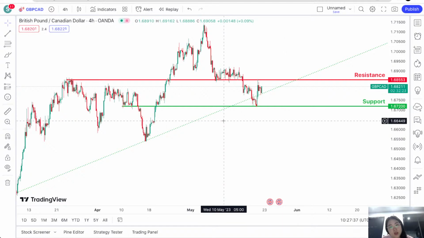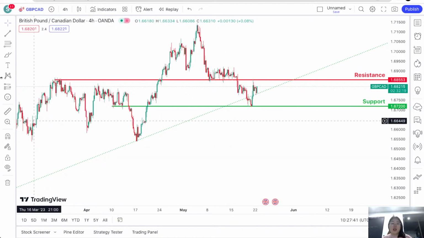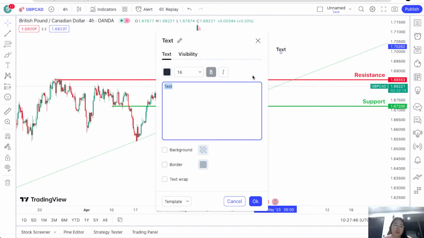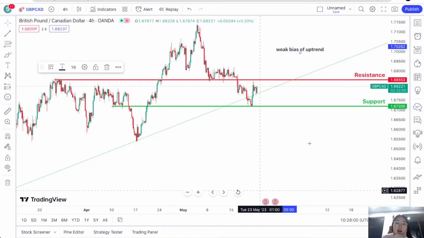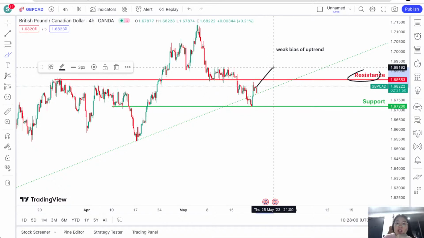Give me a sec to think about this. I don't love this chart. I really don't love the chart. It's just a weak bias of uptrend. Therefore, buy. Okay, I would only enter a buy if it breaks this resistance. If it breaks this resistance, that's a confirmation for me that it is moving in an uptrend.